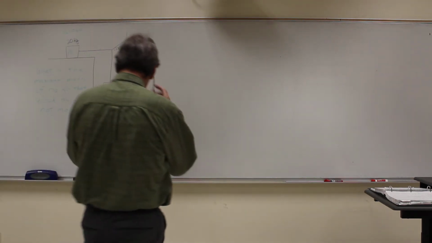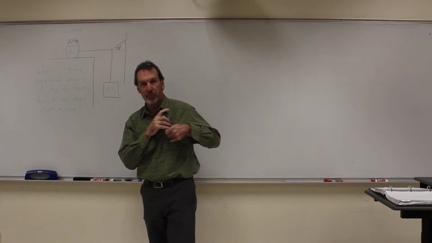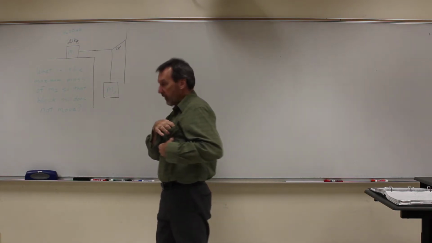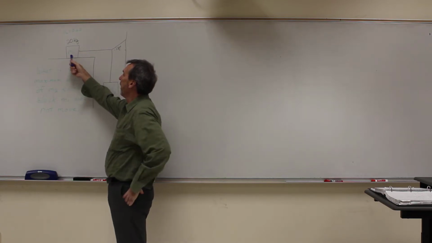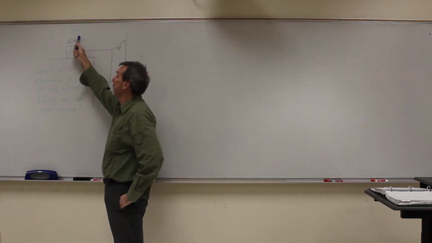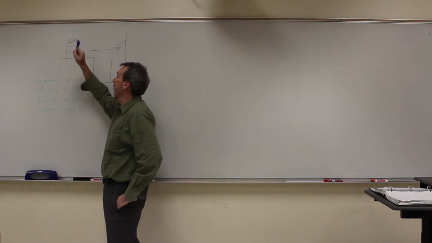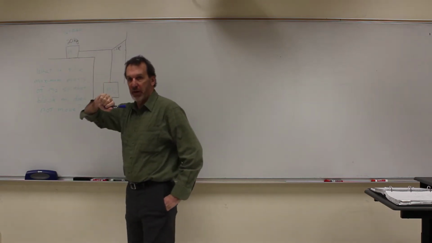All right, this is a review problem to get ready for the test. The problem is this: we have a table with block M1 sitting on the table. Static friction between the table and the block is 0.6. It has a mass of 20 kilograms.